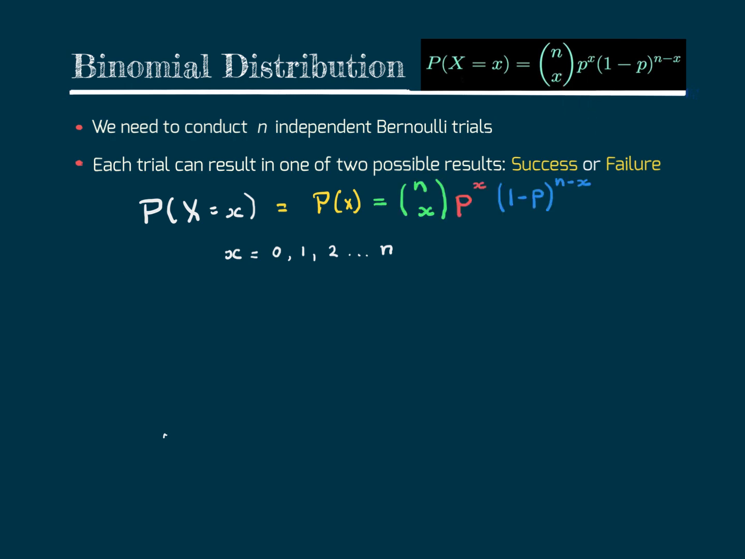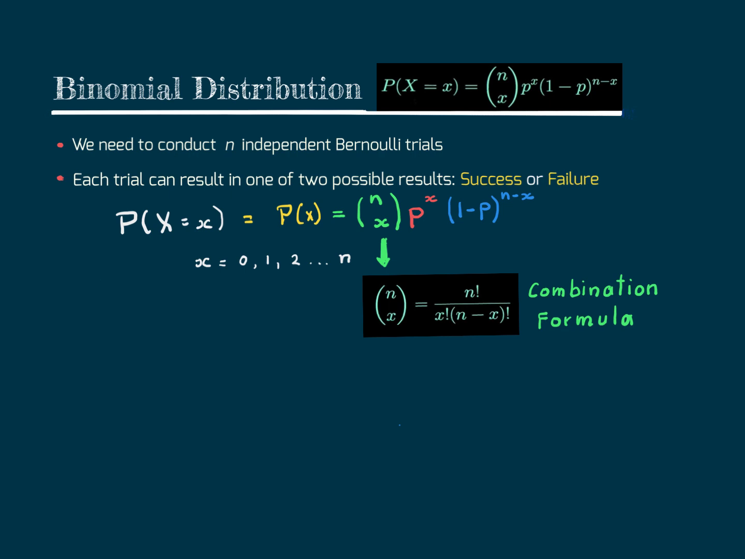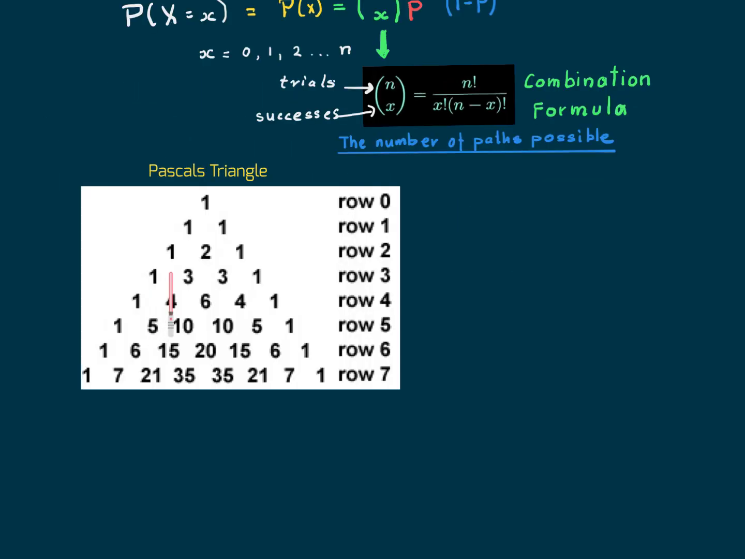Before I explain the binomial distribution, I assume that you all know the combination formula. This represents the number of ways of getting x successes from n trials. In other words, it calculates the number of paths that you can obtain. To really understand this combination formula, you need to understand Pascal's triangle and how its expansion relates to the probabilities of a binomial distribution.